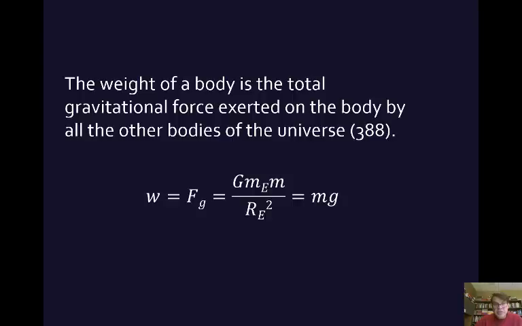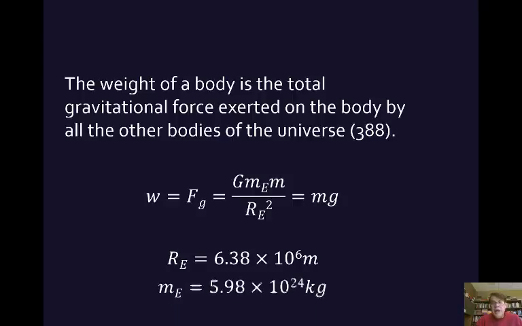We can actually use this to solve, if we know what the radius of the Earth is, and we do, it's 6.38 times 10 to the 6th meters, then we can solve for the mass of the Earth. And the mass of the Earth turns out to be roughly 6 times 10 to the 24th kilograms, which is heavier than me. But anyway, one interesting thing to note is what happens if you solve for little g, that is, for gravitational acceleration.